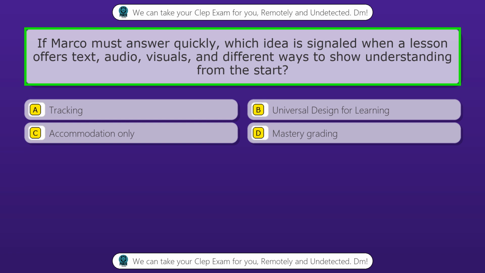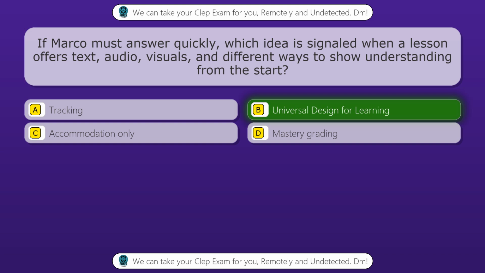Question 51. If Marco must answer quickly, which idea is signaled when a lesson offers text, audio, visuals, and different ways to show understanding from the start? Option A, tracking. Option B, universal design for learning. Option C, accommodation only. Option D, mastery grading. The correct answer is option B, universal design for learning.